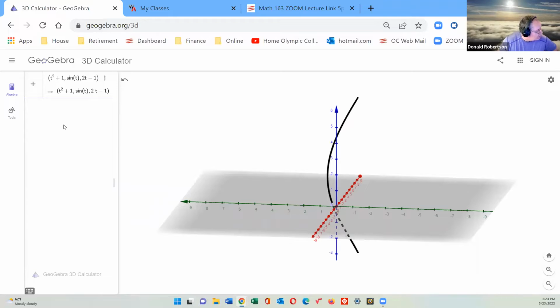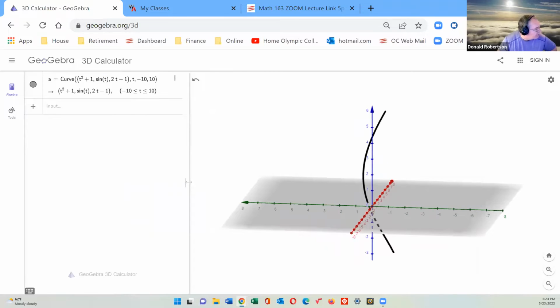Now, I may have to open this up a little bit because there is some stuff hidden behind it. There we go. You see that this is their standard t value. Do you see how they put t equals -10 to 10? If you only want to do positive values, you could change this and just do 0 to 10. Hopefully it'll change it over. There we go.